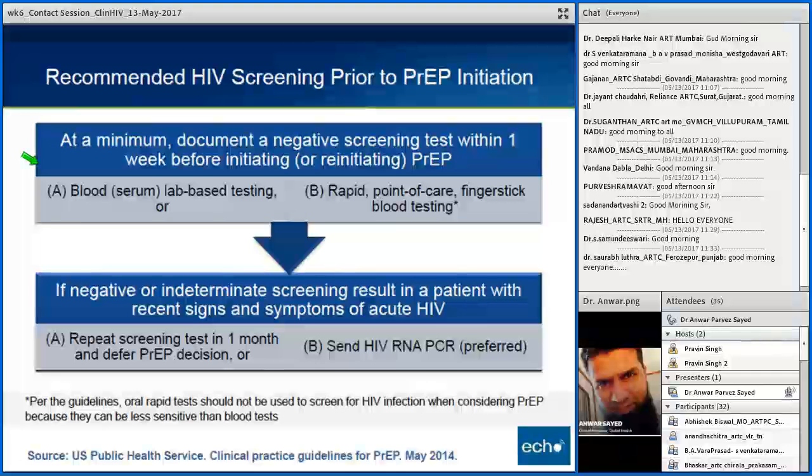Then lab monitoring every 3 months: HIV tests need to be done. Every 3 to 6 months, STI screening and renal function need to be done, because tenofovir is nephrotoxic. So at least at 3 months, and then every 3 to 6 months, it needs to be seen. As far as other laboratory parameters are concerned, this table is just to remind those who are prescribing PrEP: HIV screening, at what duration it has to be done, and then HBV antibody testing, serum creatinine, STI screening, and pregnancy test, which can be done at 3 months, and then repeated later on also.